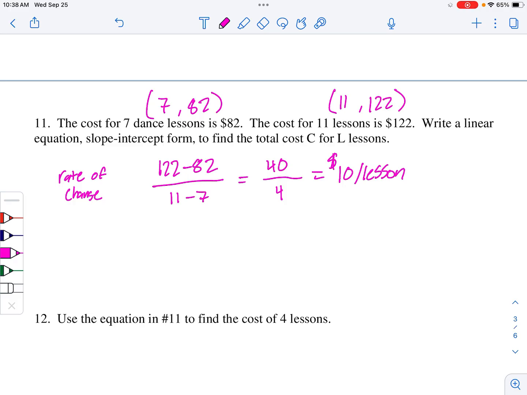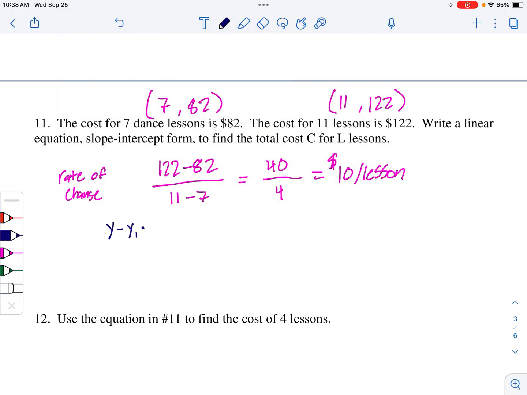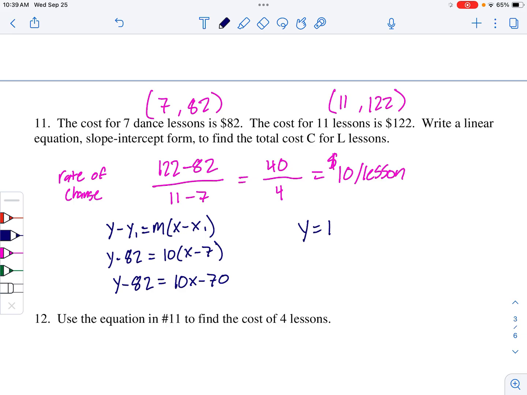So now to write our equation in slope-intercept form, we'd want to figure out what our starting value is. And maybe you can do this in your head because $10 is a nice number to use. But in general, what you can always use is point-slope form. So as a reminder, here's general point-slope form. We'll plug $10 in for our slope, and then we'll pick one of these 2 points as just our x1 and y1. So I'll do y minus 82 is equal to 10 times x minus 7. Then we'll convert this, put it in slope-intercept form. Y minus 82 is equal to 10x minus 70. We'll add 82 over, and we get y is equal to 10x plus 12.